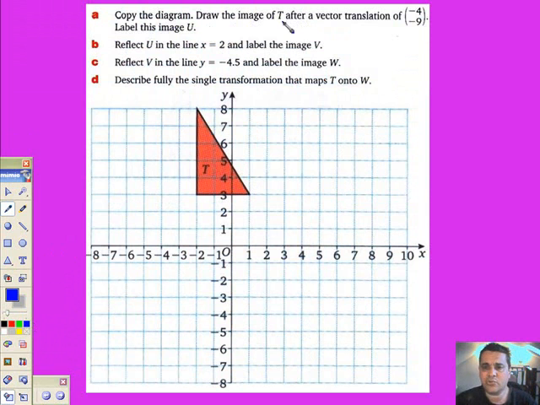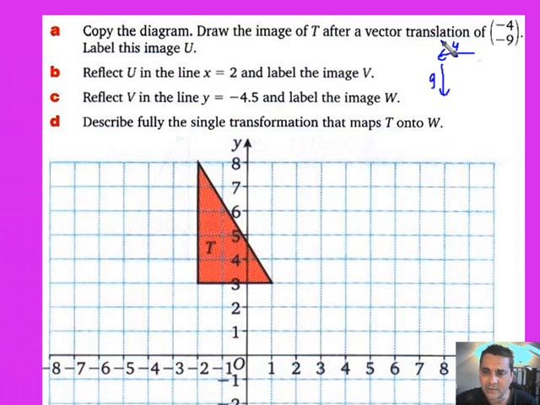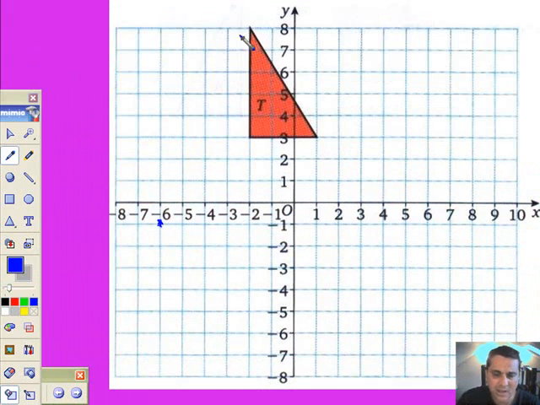It says draw the image of T, this is triangle T, after a vector translation of -4, -9, and we're going to label it U. -4, -9, so essentially I'm going 4 that way and I'm coming 9 down, so it's -4 to the left, -9 coming down. So let's just take this as a leading point. So -4, let's count with me. 1, 2, 3, 4. 1, 2, 3, 4, 5, 6, 7, 8, 9. Now that is where that part, not really well, let's just rub this out and do it clearer.